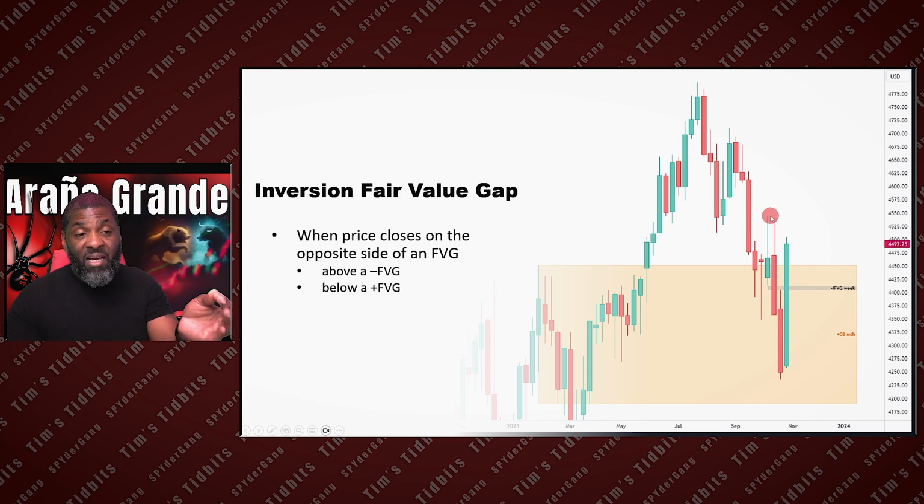And on the monthly, since the monthly is respecting the PD array, the discount PD array as we anticipated it to, now the monthly draw is still to the buy side because the monthly draw never changed. The draw was the buy side. This was just a retracement into a discount PD array.